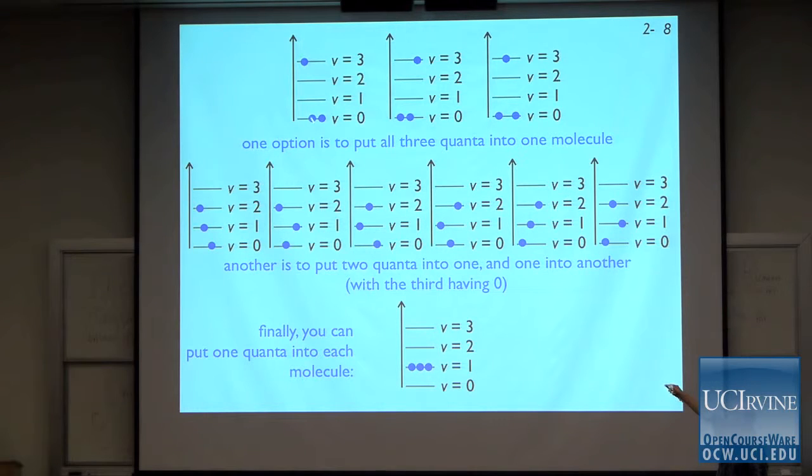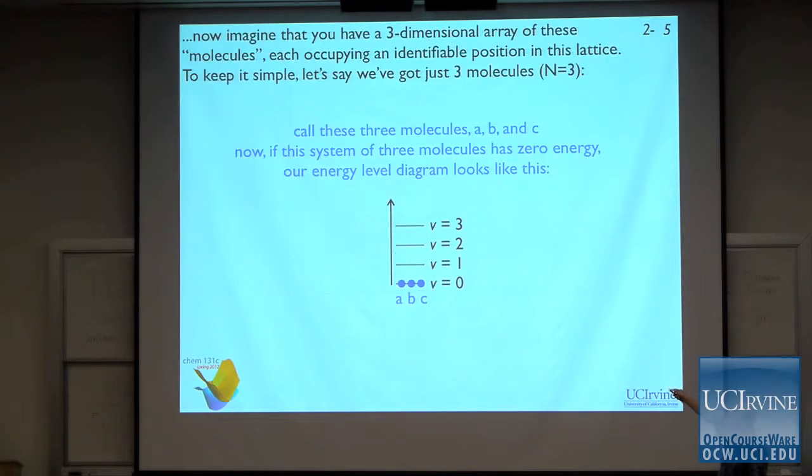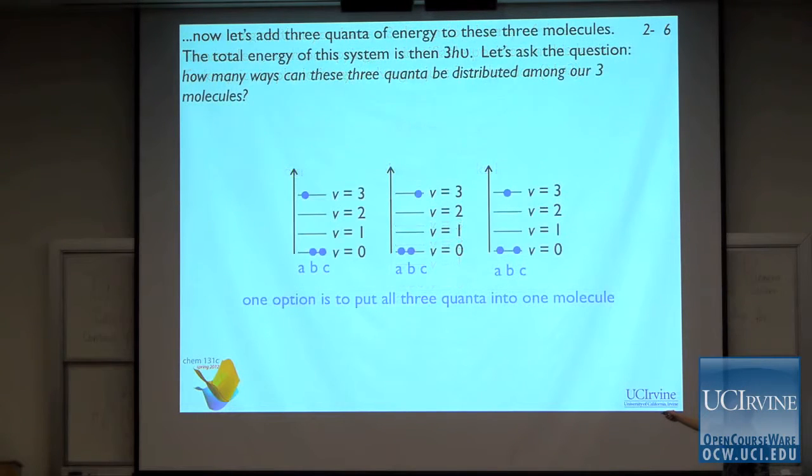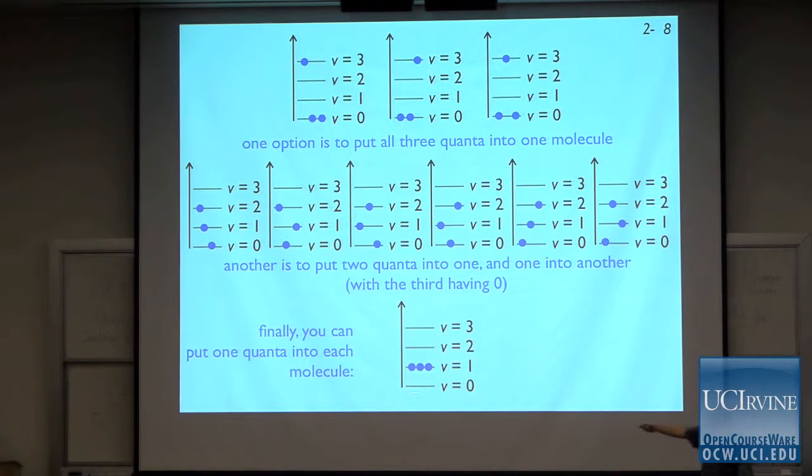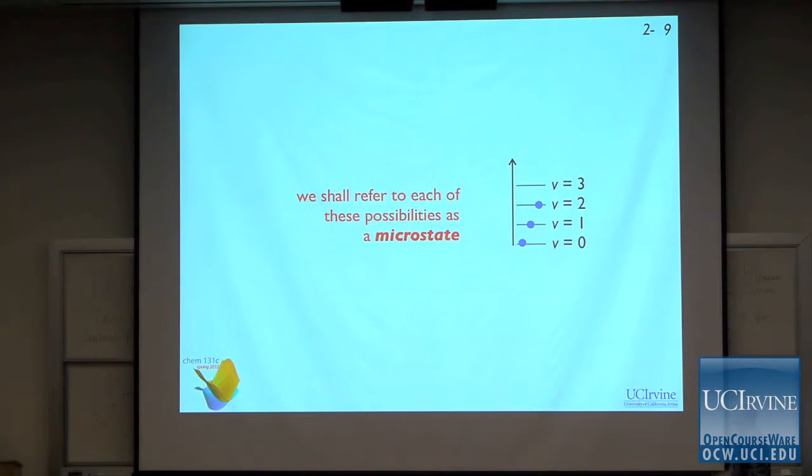Now notice, I'm not labeling these molecules anymore. Here they're labeled A, B, and C, but I'm going to get rid of that because I'm lazy. But don't be confused, I'm always talking about three molecules here. Somebody sent me an email and asked me about that. It's a good question. A, B, and C are still here. Okay, we're going to call each one of these a microstate.